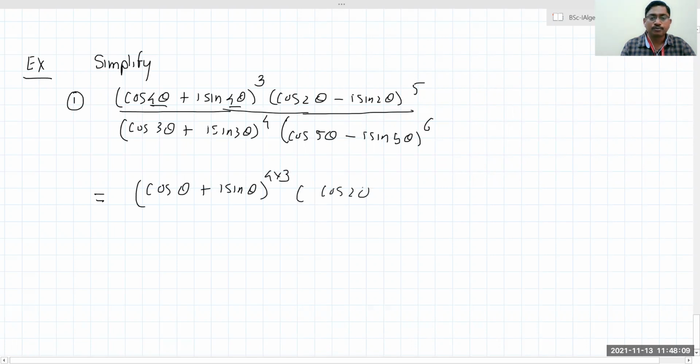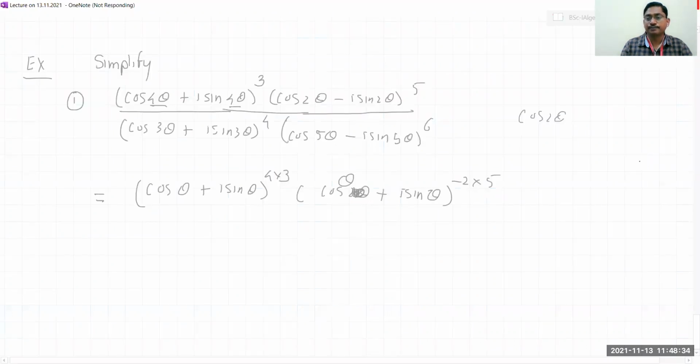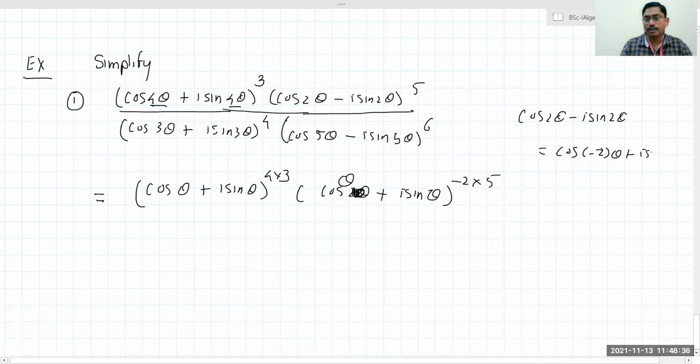Second, cos of 2 theta, for negative also it holds. Cos of theta minus i sin theta, but if you don't want to write minus, then minus 2 can be taken out here, minus 2 multiplied by 5. I can write cos of 2 theta minus i sin 2 theta as cos of minus 2 into theta plus i sin minus 2 into theta. And that's why minus 2 is taken out.